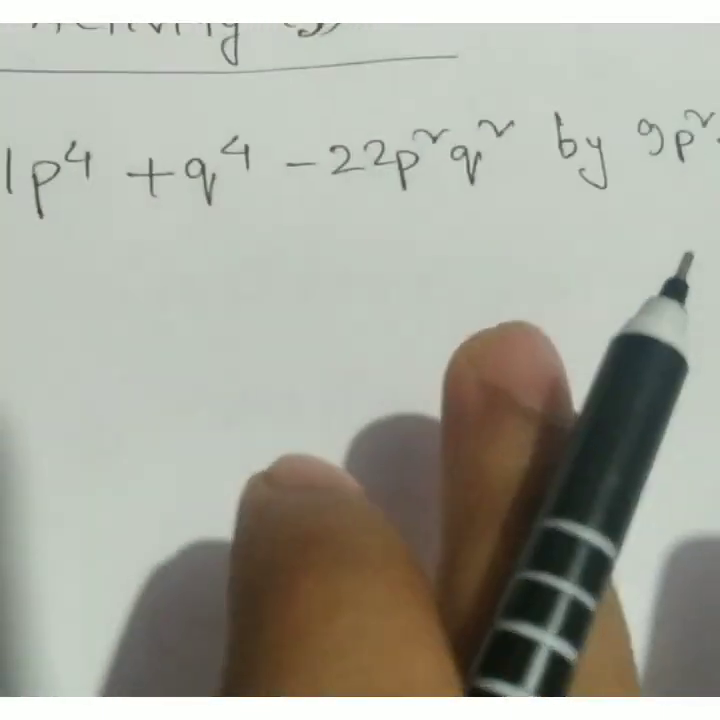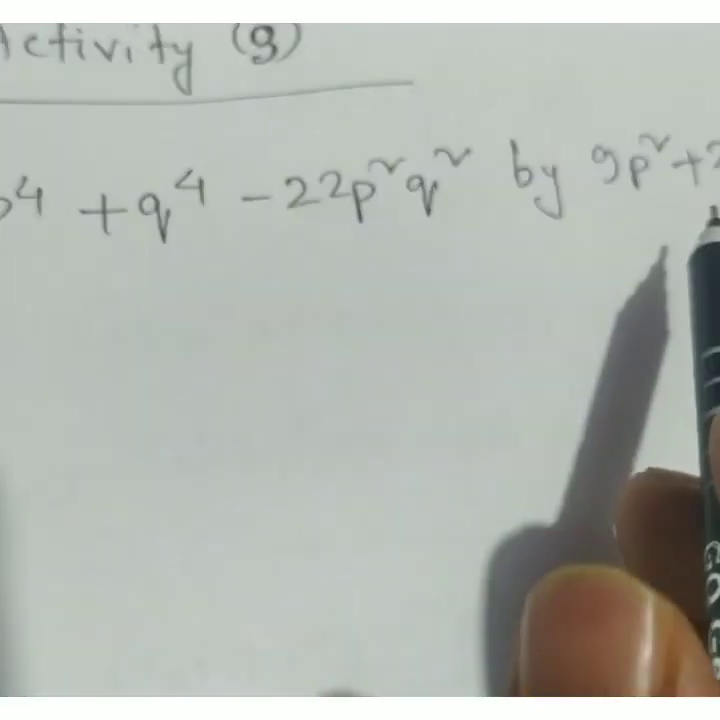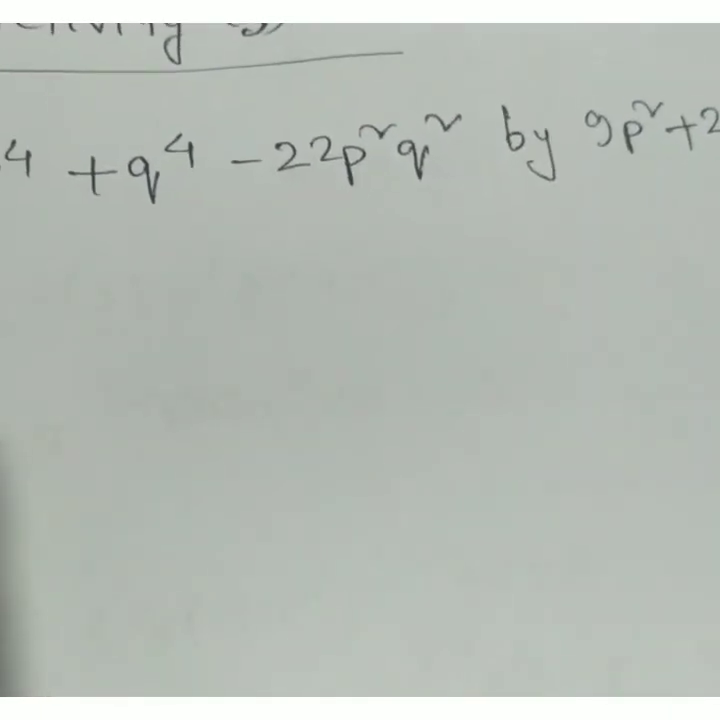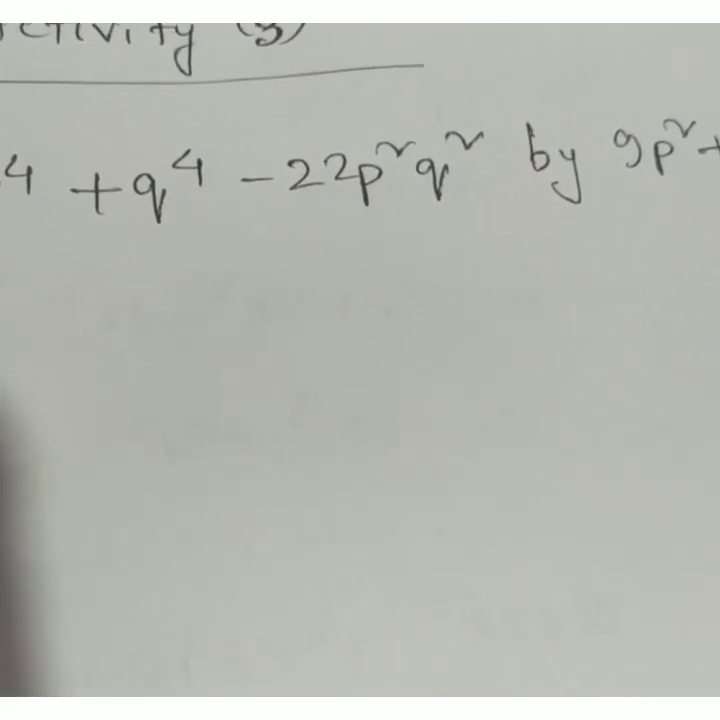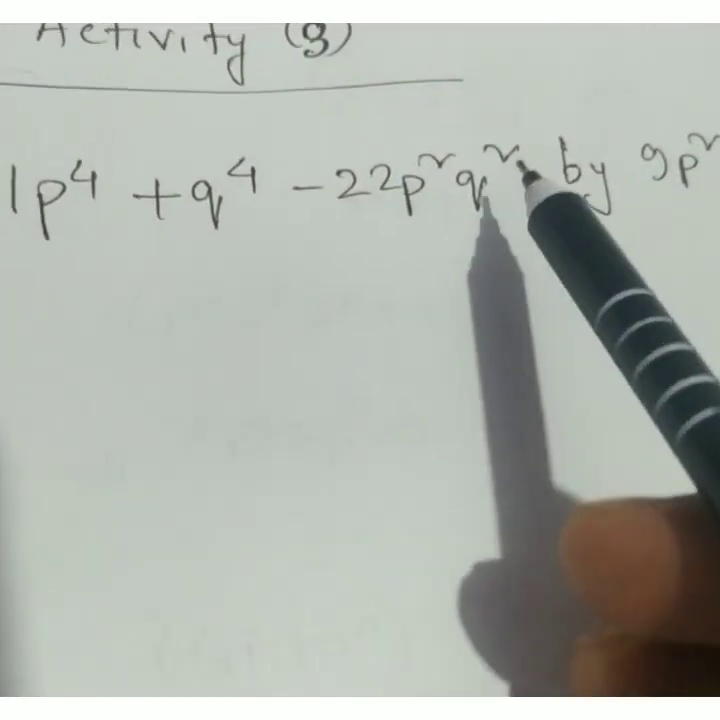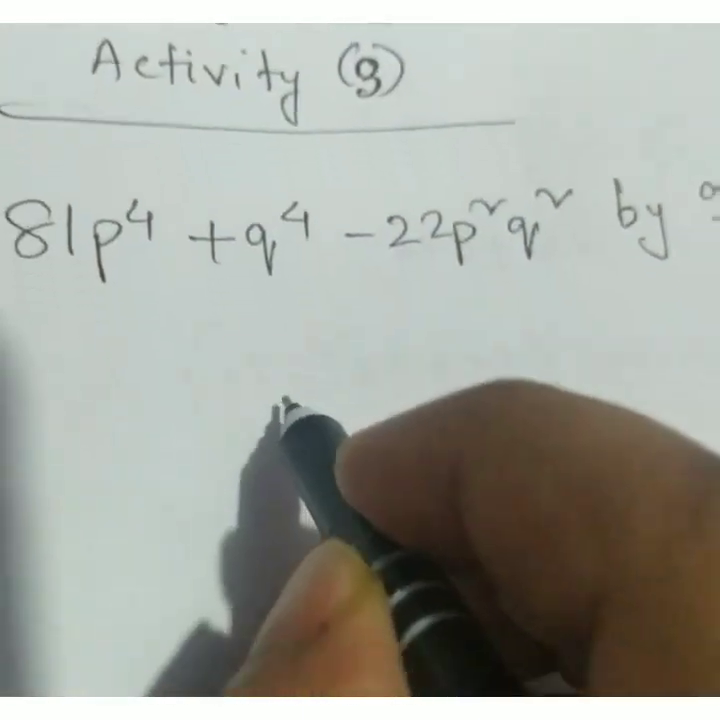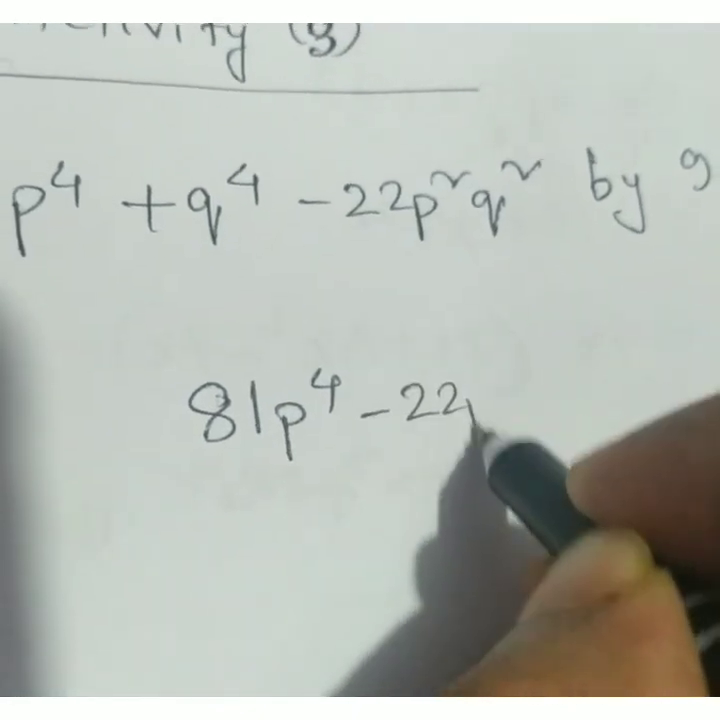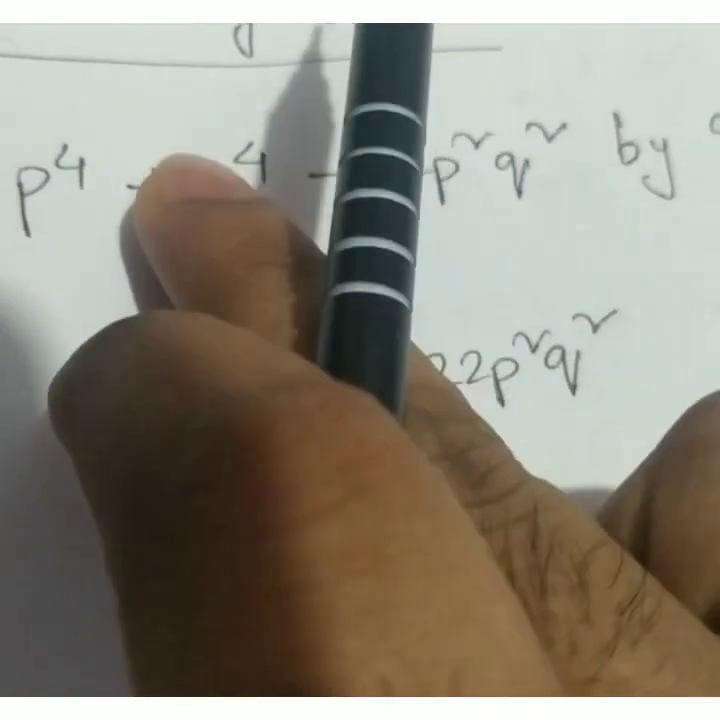Okay, so this is a question which has two variables. What I told, if I have two variables, we will arrange it in alphabetical order, but we also need to consider that they are in decreasing, the descending power. So this is 81p⁴, q⁴, then 22p²q². We can write it this way: 81p⁴ minus 22p²q². If we have two different powers, the one with the single power goes at the end.